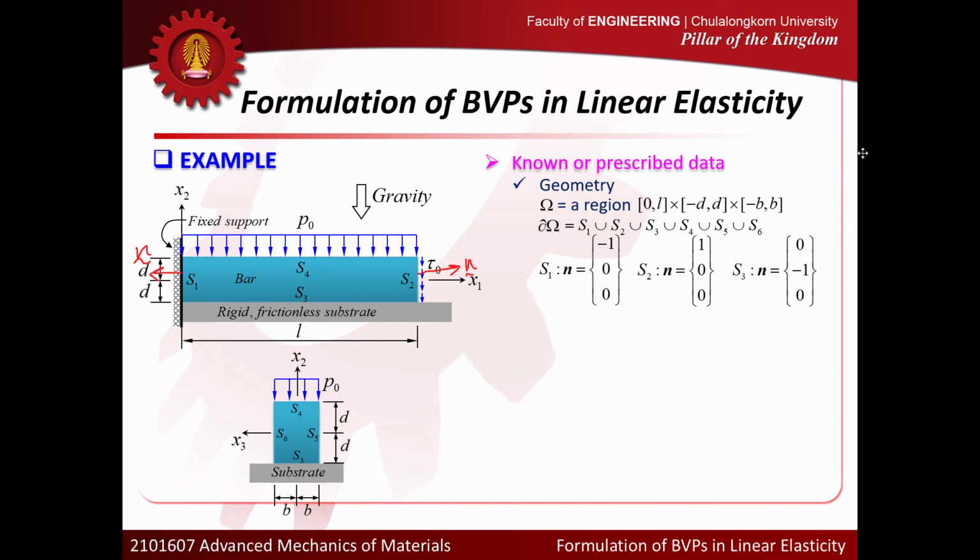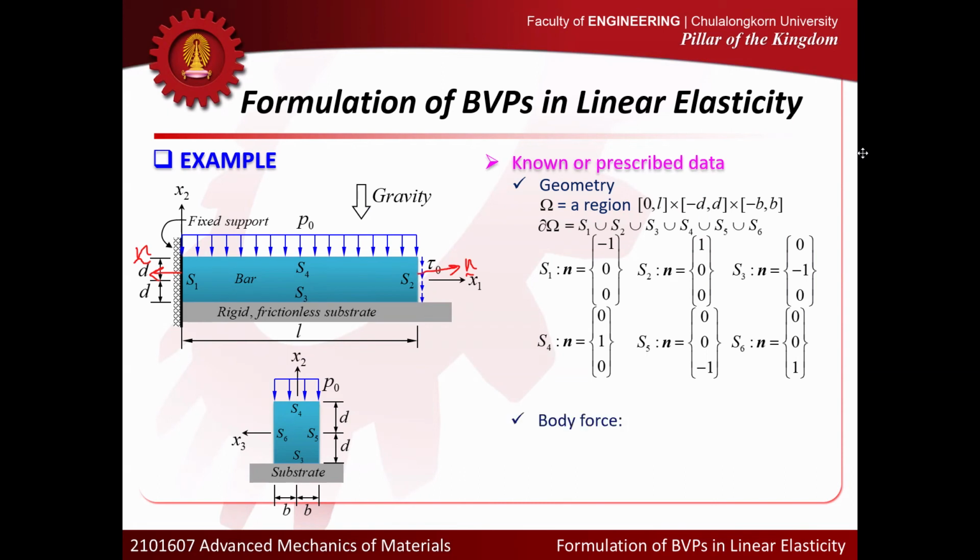n for all surfaces. For example, S3, the bottom surface, is simply 0, -1, 0. And S4, we get 0, 1, 0. And S5 and S6, we get like that, okay? That should be clear to you, right? So this is what I mentioned to you, that we know the geometry of the body, okay?